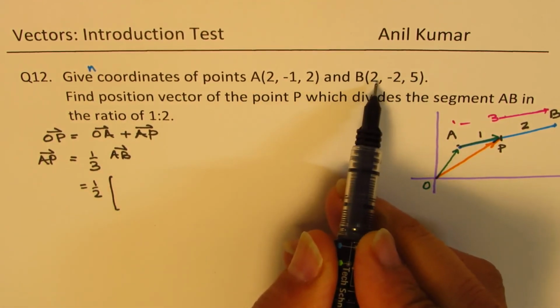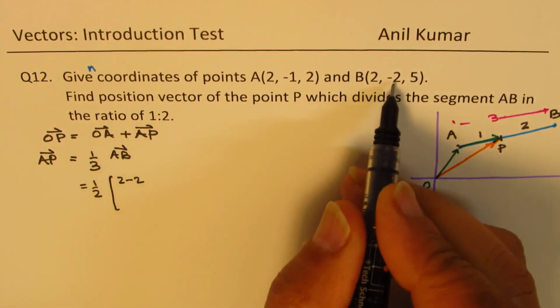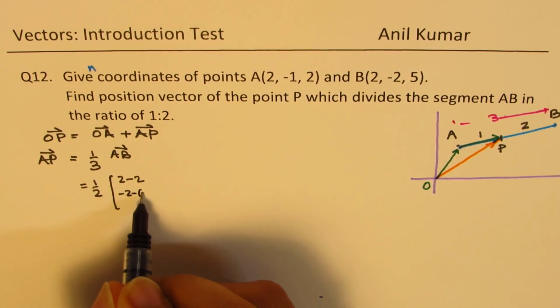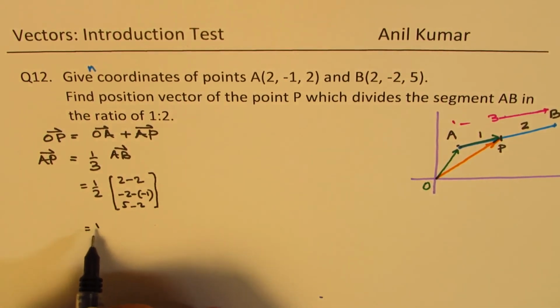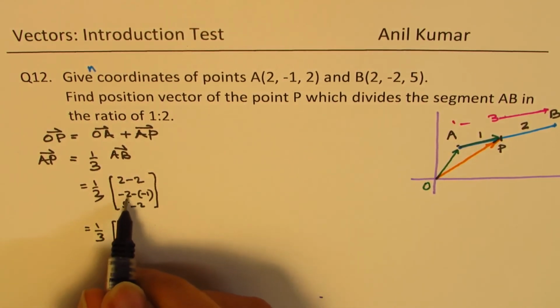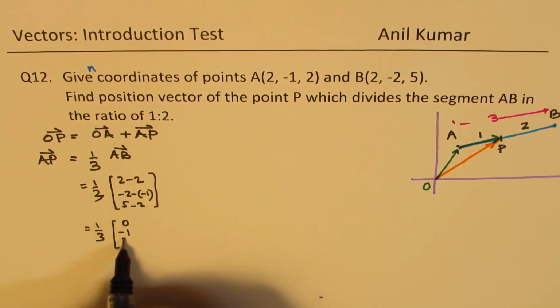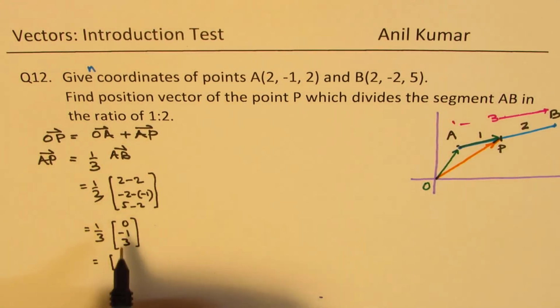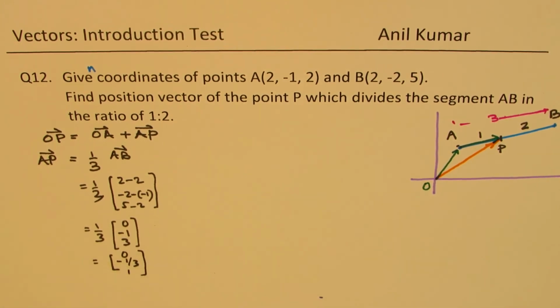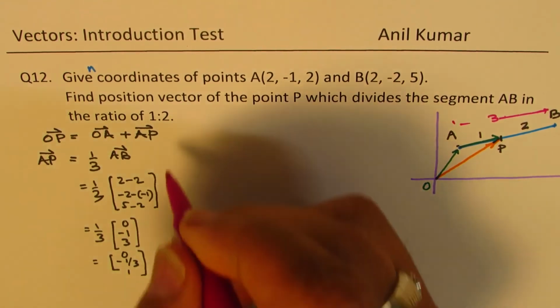A to B, these are the coordinates: 2 minus 2, minus 2 minus 1, 5 minus 2. So that gives you 1/3 of that. 1/3 of 2 minus 2 is 0. That is minus 1. And this is 3. So you could write it in this form also. So AP is, okay, let's keep it like this. Or you can say 0, minus 1/3 and 1. Clear? Okay. So now we have AP.